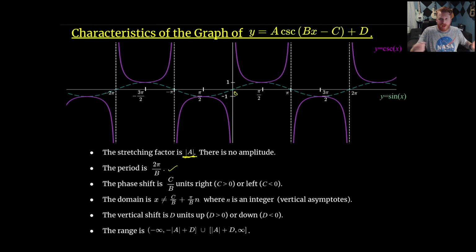The period is still 2 pi long. We'll divide it by b in case there is any sort of horizontal stretching or compression to see if our period will also stretch or compress. The phase shift is c over b, just like it was before, and that'll go to the right if c is positive, and it'll go to the left if c is negative. Notice that there's a negative up here though in the way that we're setting this up, and that is important to the way that this goes. The domain, so this is something that is kind of weird, but this is just telling us where the vertical asymptotes are.